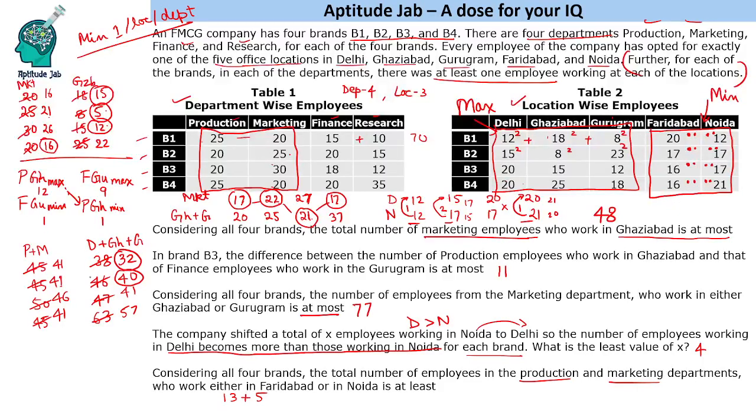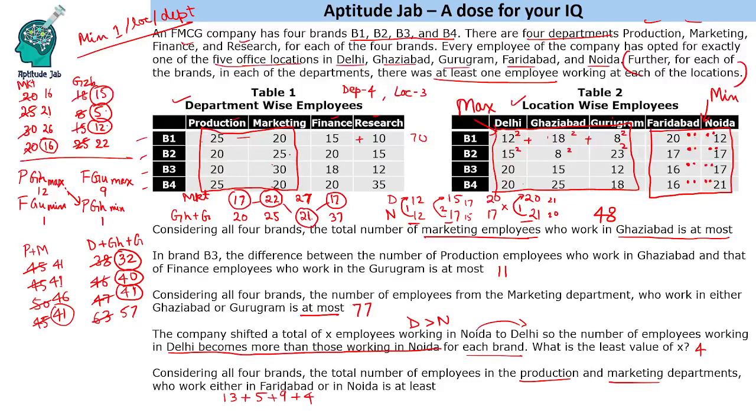Similarly, for brand 3, we have 46 employees left, and maximum we can assign 41 only. So 41 employees in these three locations, and out of total 50, 41 assigned here. So 9 will go to Faridabad or Noida. Now in this case, we can assign a maximum of only 41 employees. Although there are 51 available positions, but we can assign only 41. So 45 total employees, 41 assigned to these. So 4 will go to Faridabad or Noida.